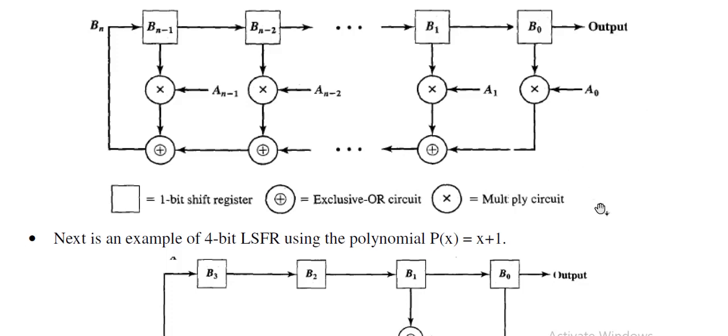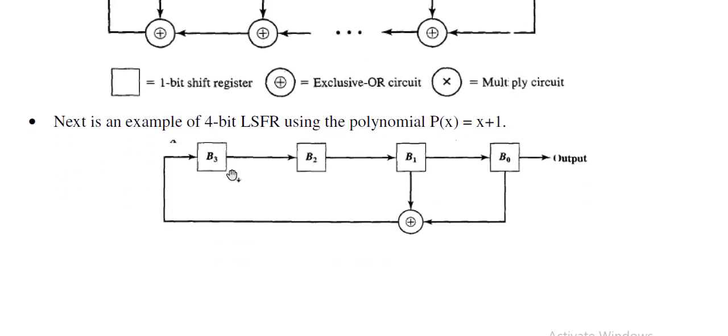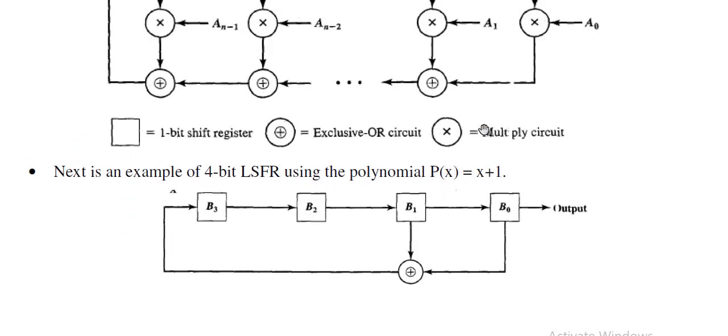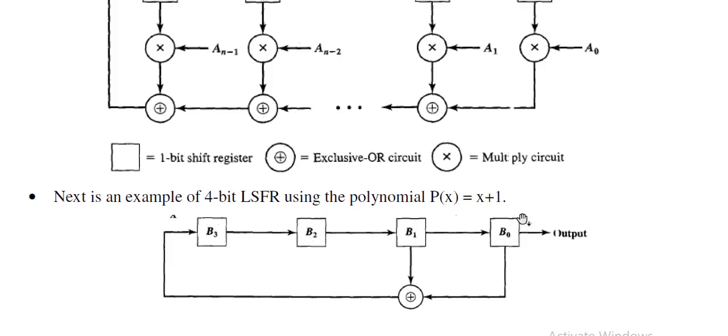So here is an example of a 4-bit LFSR using the polynomial P(x) equal to x plus 1. So x plus 1 means here A0 is equal to 1. When we do the multiplication 1 by B0, it means only B0. So here we don't need to add the multiplication, all right? And for x, the first degree, the coefficient A1 here is equal to 1, which means we're going to multiply 1 by B1. So we will get B1, and here B0. For the others, we have 0.